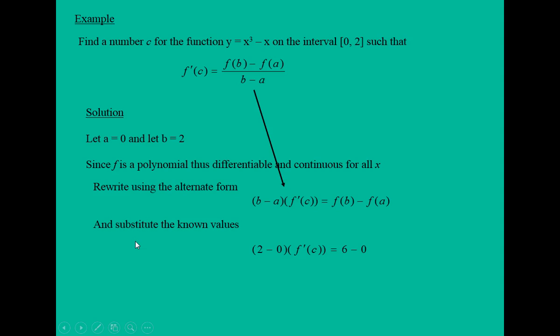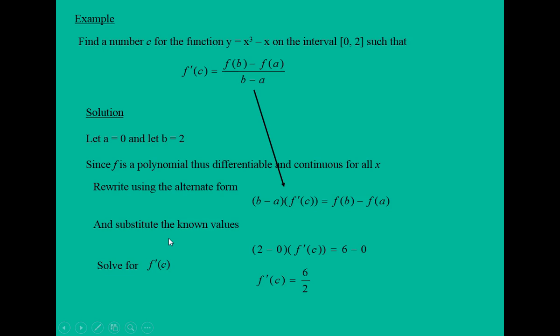And then we have our function to plug in b. b is 2, so if we plug that into our function, we'd have 2 cubed minus 2, which is 6. And then plug 0 into the function, so we would get 6 minus 0. Now if we divided both sides by 2, we see that f prime of c equals 3.